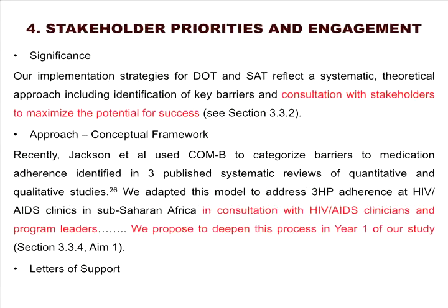So ingredient 4 was stakeholder priorities and engagement. Here we say in the significance section that these interventions, these implementation strategies, were designed in consultation with stakeholders. It's not something we made up. In the conceptual framework section, we say that this was done in consultation with HIV/AIDS clinicians and program leaders, and we also propose a process to further consult, during the first year of the trial, to further refine them before implementing them.